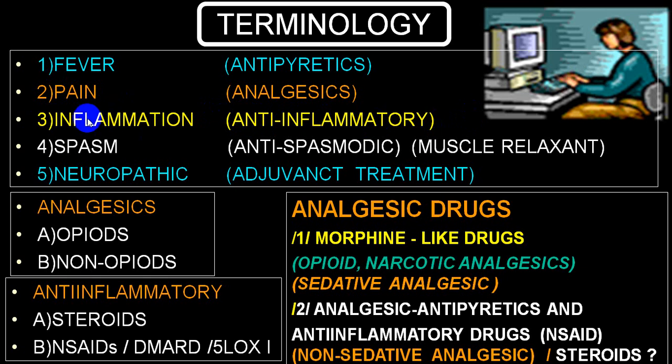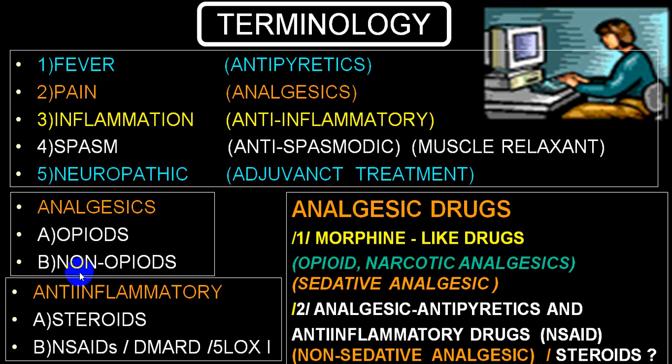Anti-inflammatory is utilized if a person has infective or non-infective inflammation. Antispasmodic is utilized when the person is having a spasm of smooth muscle. Muscle relaxants are utilized when the person is having skeletal muscle spasm. So this is the main prescription of drugs in specific conditions.